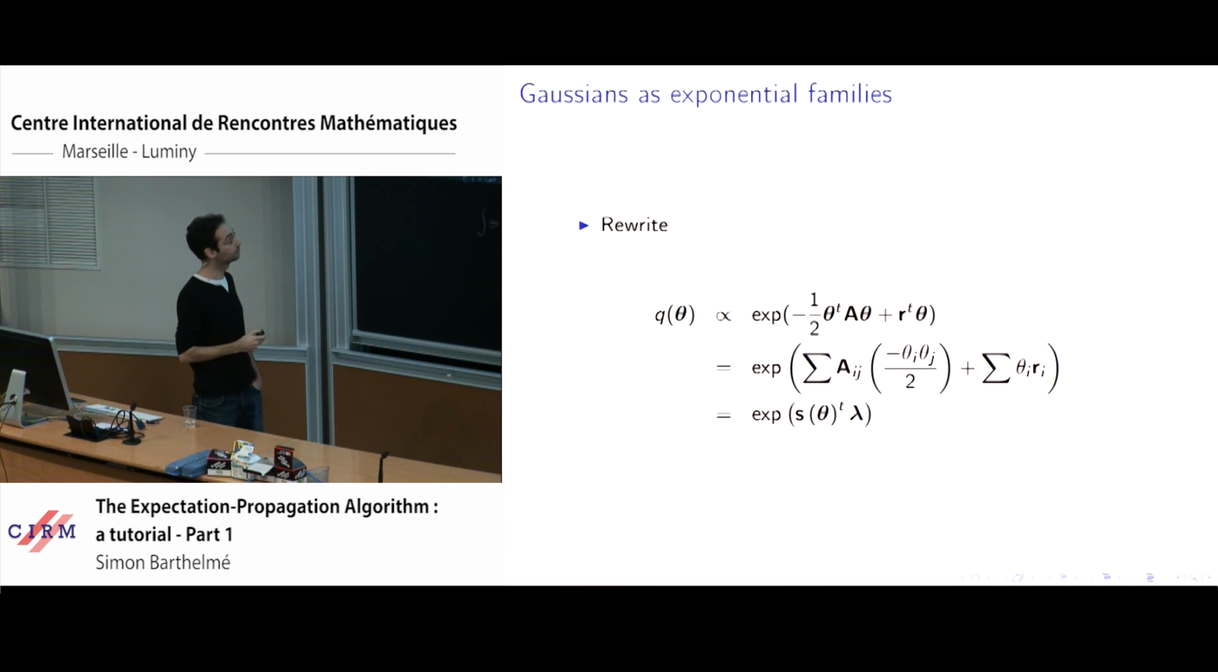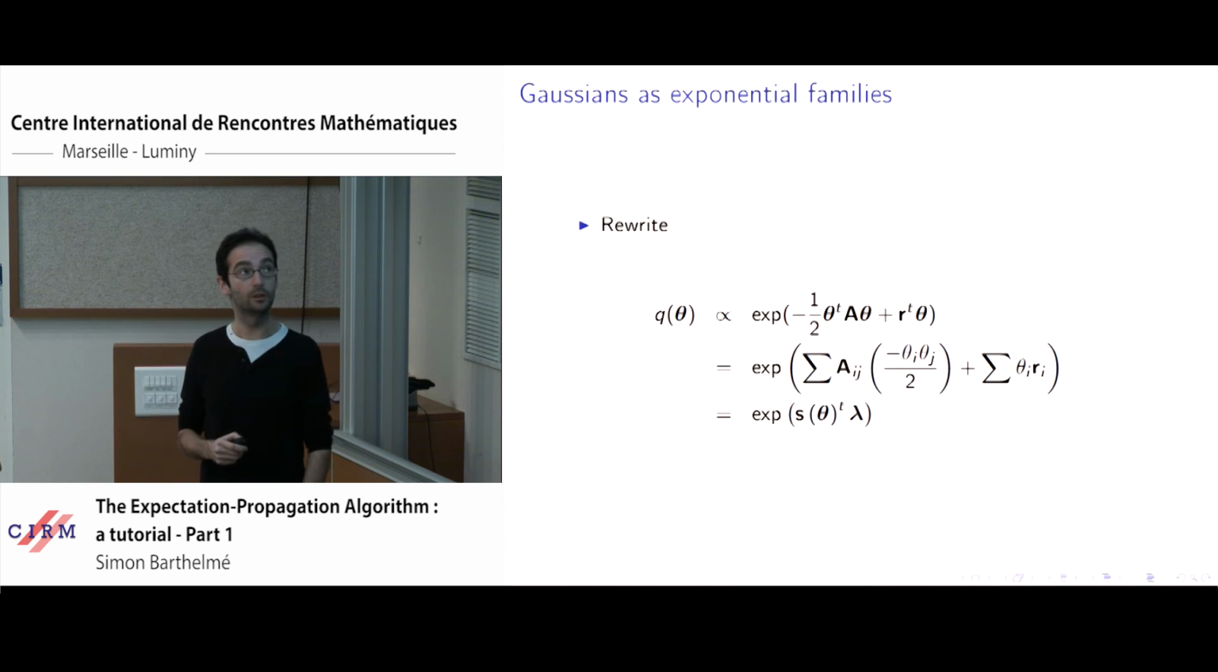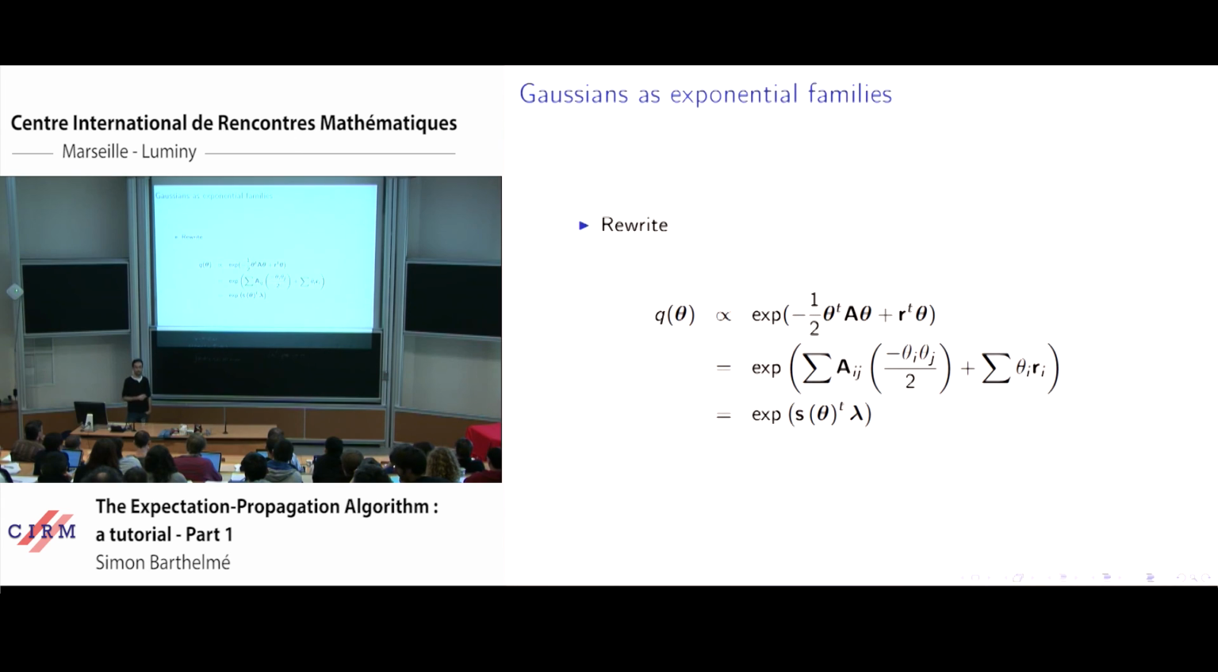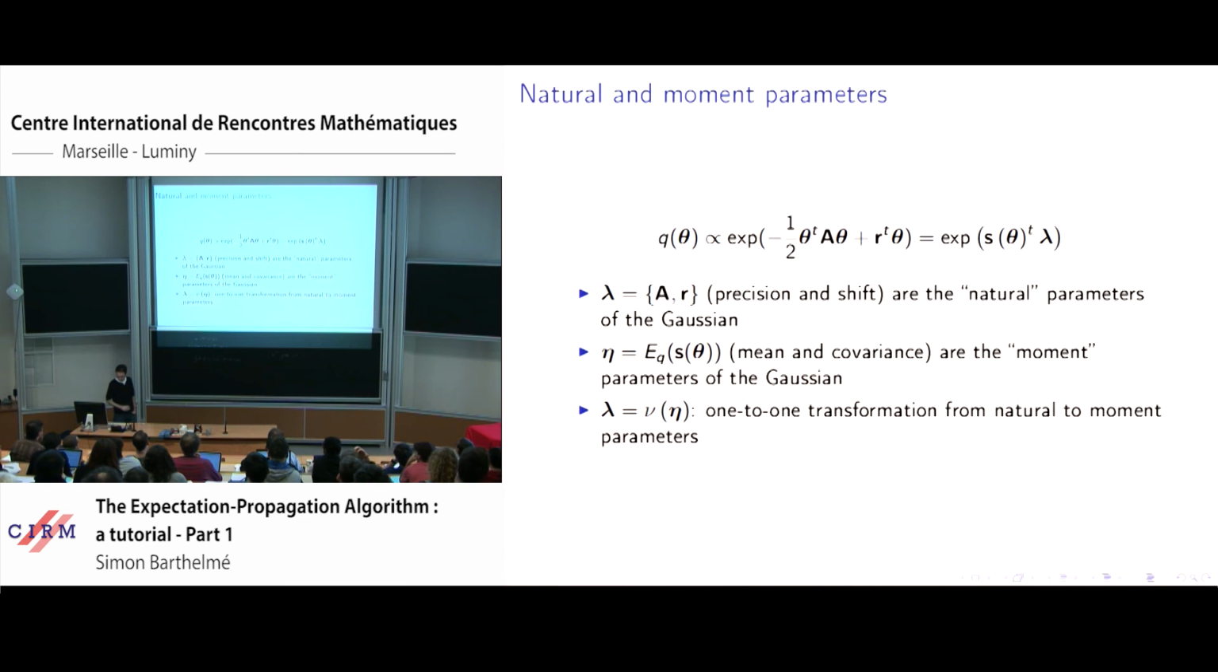One part corresponds to a vectorized form of the precision matrix, the other corresponds to the linear shift, and you get something in the form of an exponential family, where s of theta are the sufficient statistics and lambda are the natural parameters. That's the usual way of writing down a multivariate Gaussian as an exponential family. Now, why is this nice? Well, I have one single parameter instead of two, so that's going to make my notation a lot more compact. And in some sense, they're the natural parameters of the Gaussian.